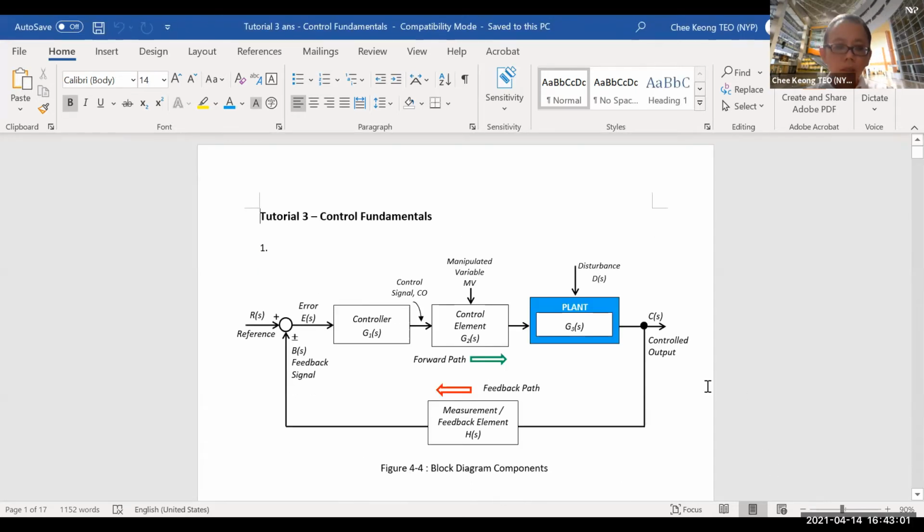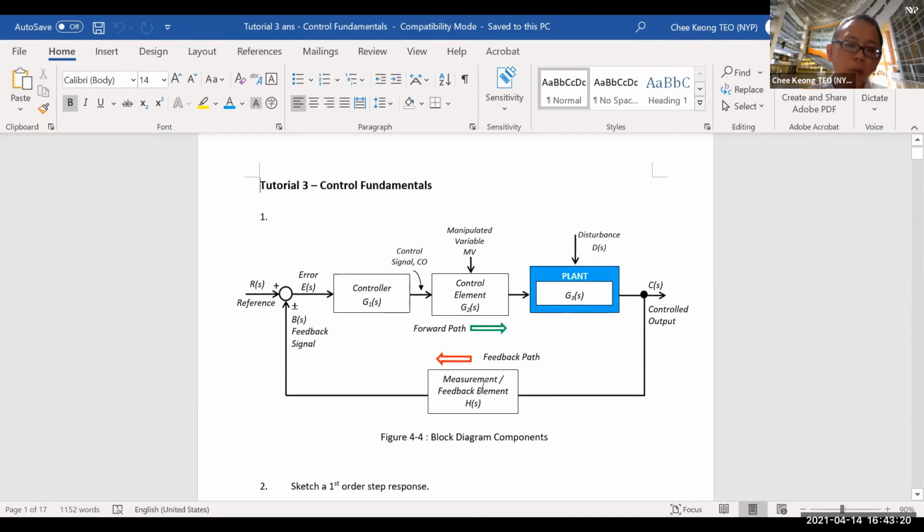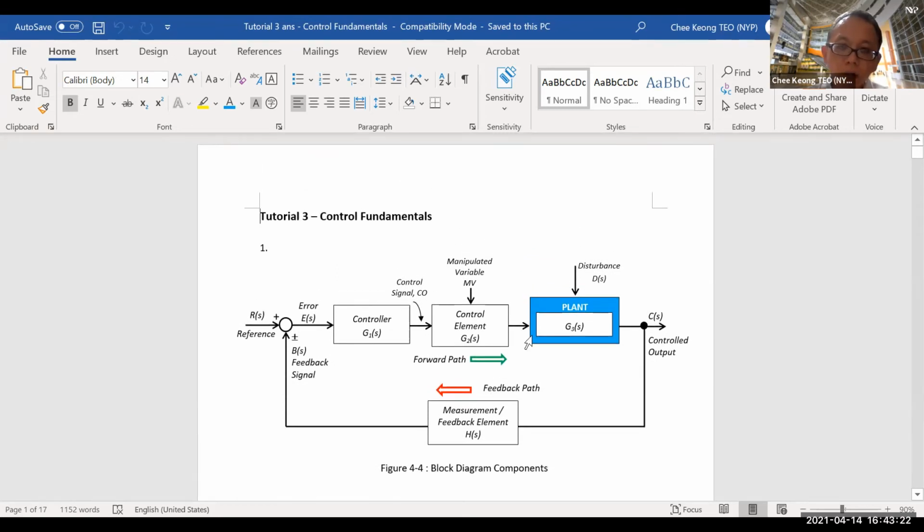So basically it's this block. This is your block diagram of closed loop feedback. You basically have the control element, the plant, and the controller, and then of course you have your measurement and feedback element here. So this is your forward gain and reverse gain. This is basically the block diagram they asked for. Straightforward, you just copy from the textbook.